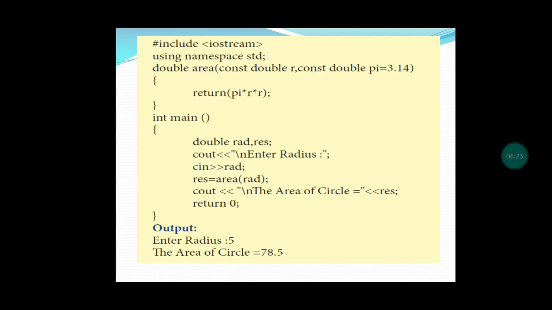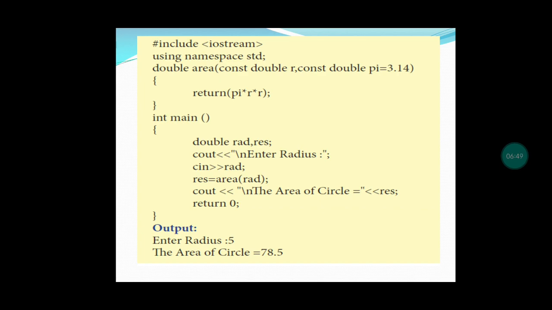Here a function is used, double area of parameters, that is, double is the return data type, area is the function name, and two parameters have been used, that is, two arguments: const double r and const double pi equal to 3.14. Return pi into r, that is, pi r squared is the formula for the area of a circle.